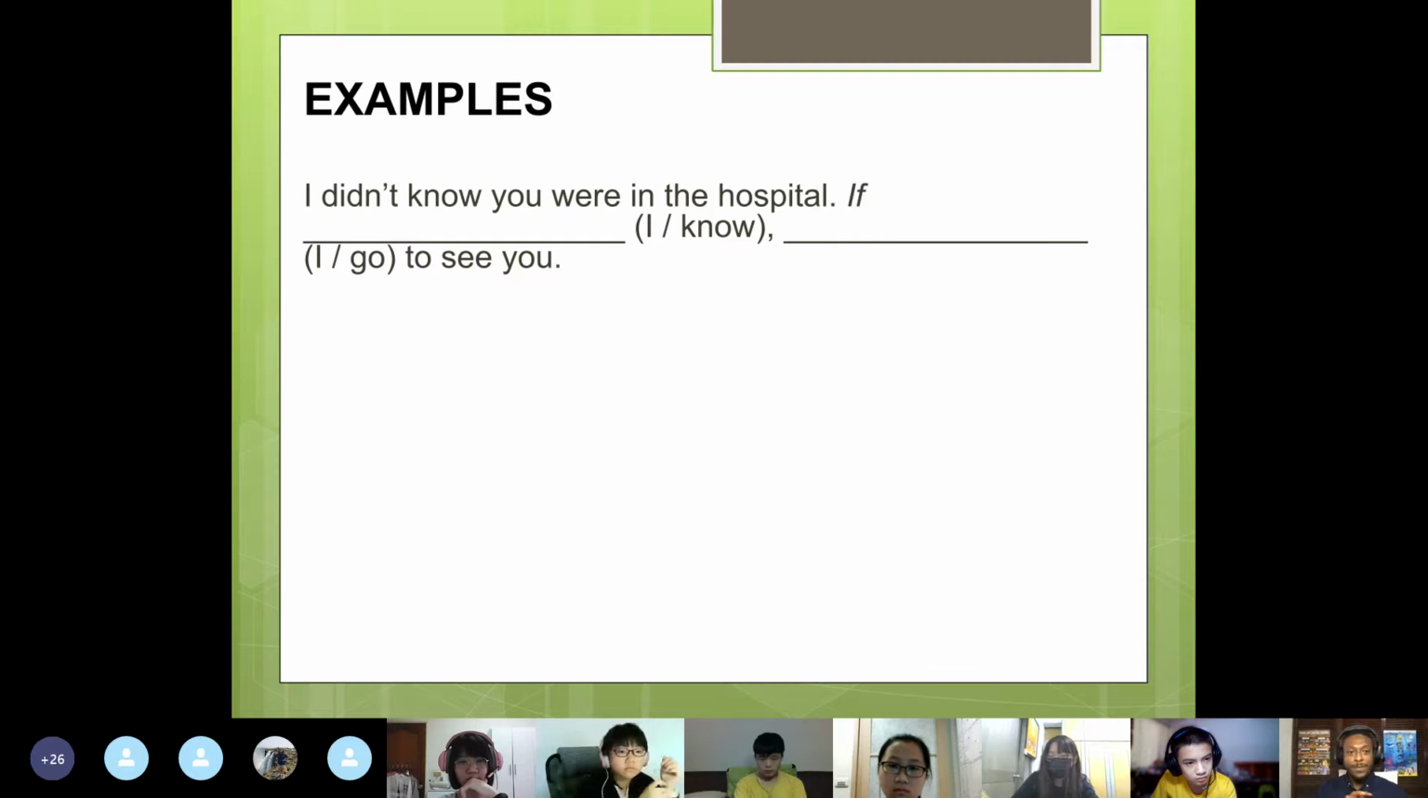How about Ray? Can you read our first example? I didn't know you were in the hospital. Okay, now let's try to make a third conditional sentence using the had and then would have, and those words in parentheses, the subject and verb in the parentheses. Can you try that, Ray? So you didn't know that someone was in the hospital.